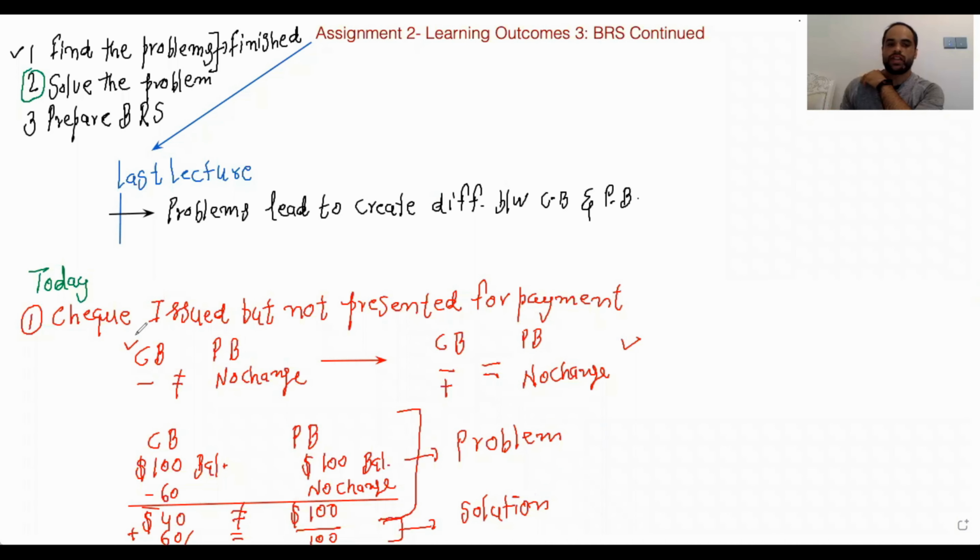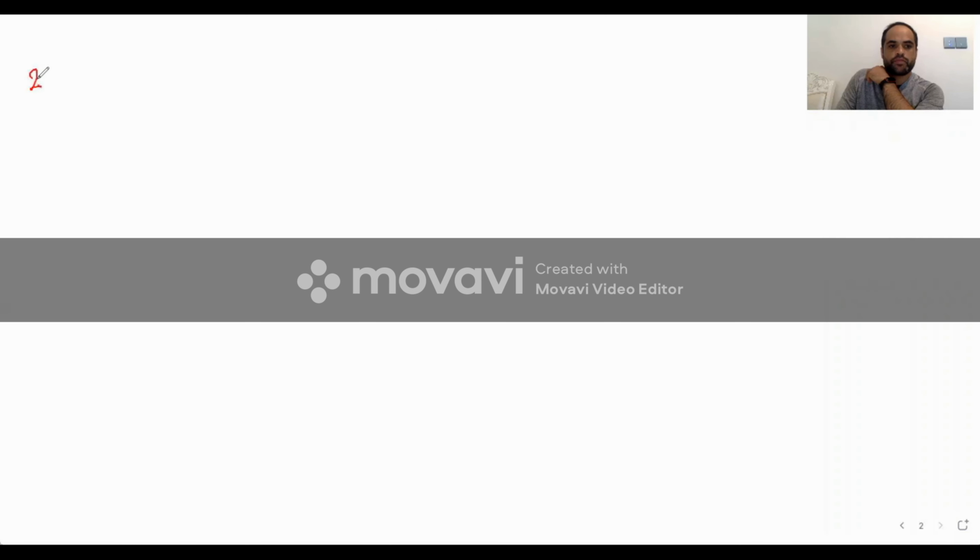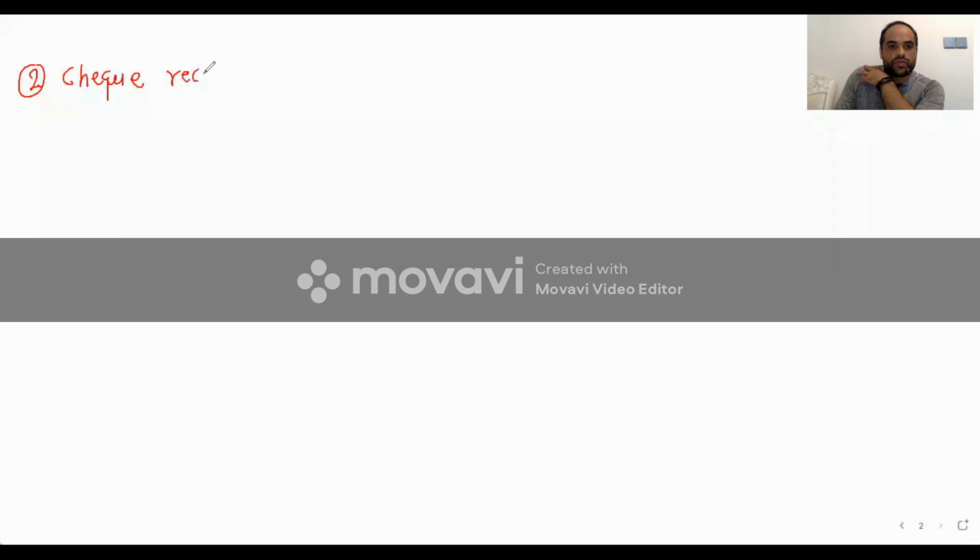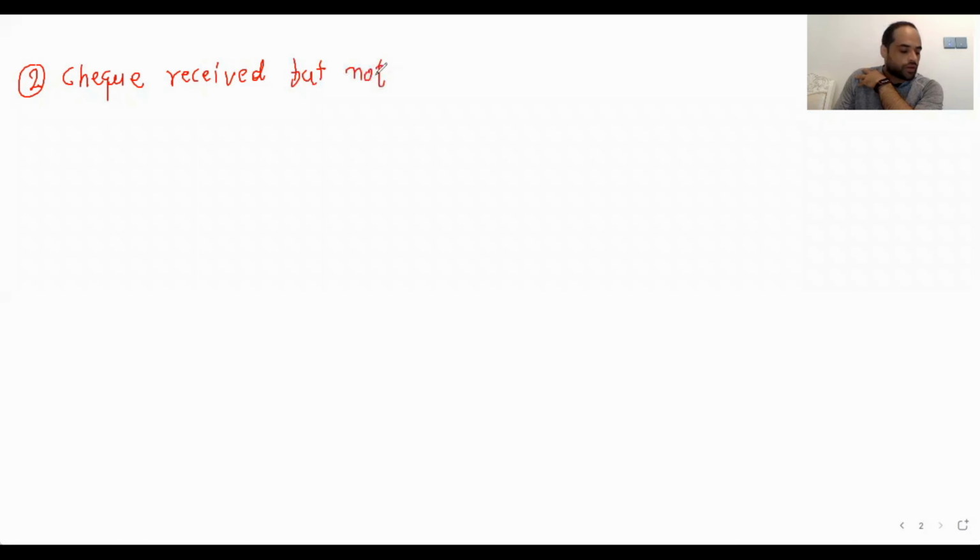So let's move on to the second problem. So now, what is the second problem? The second time difference is check received but not collected by bank.